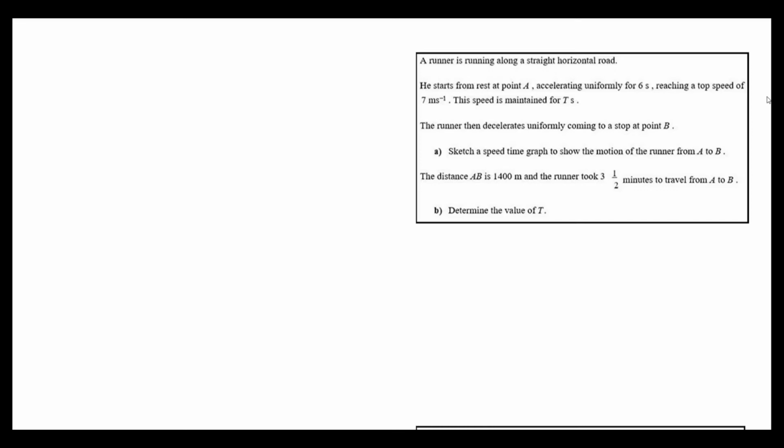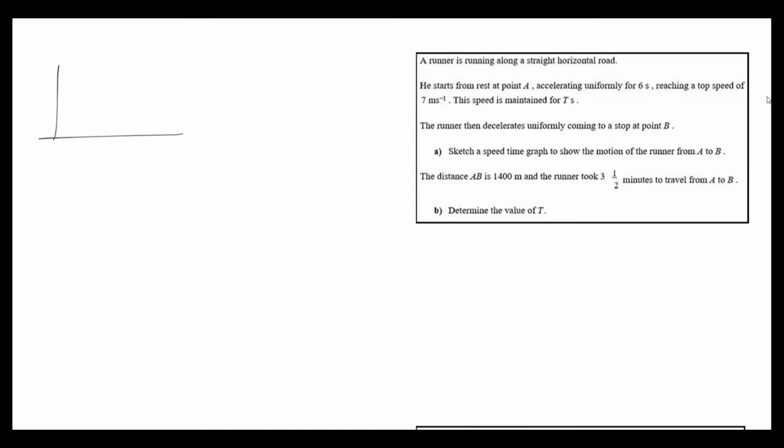In this question, we're told that a runner is running along a straight horizontal road. He starts from rest at point A and accelerates uniformly for 6 seconds, reaching a top speed of 7 meters per second. After that, we're told the speed is maintained for t seconds. Finally, he decelerates, coming to a stop at point B.